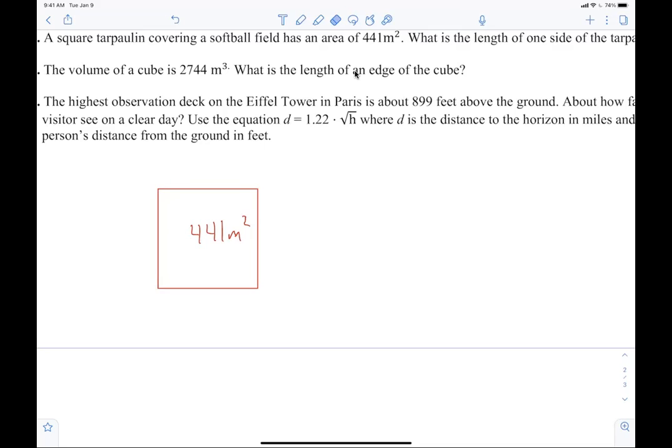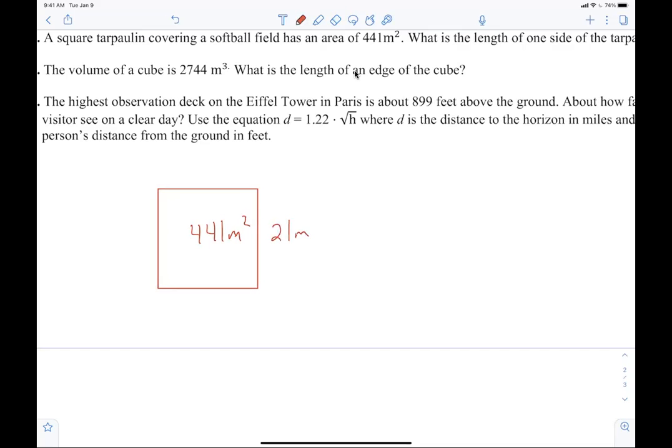You're almost right. The length of one side? Yes, I'm listening. 21 meters width. No, squares are just 21 meters. Yeah, just 21 meters. Right? Because you're measuring a side. Right? You're measuring a side. So 21 meters is the side.